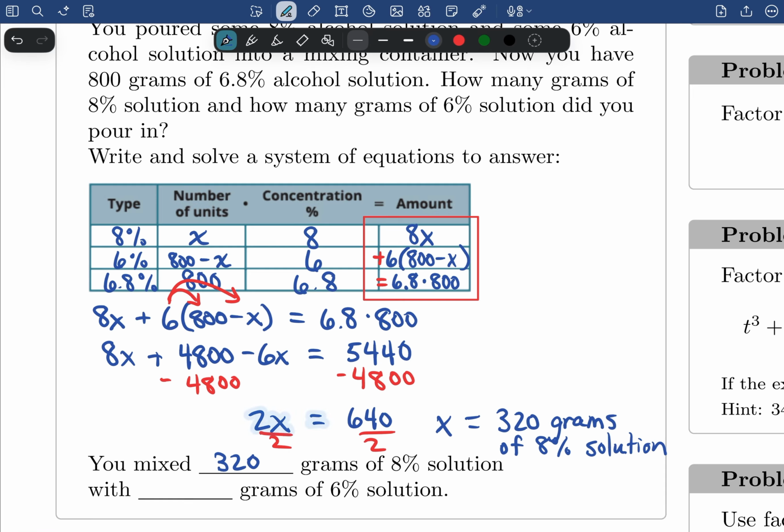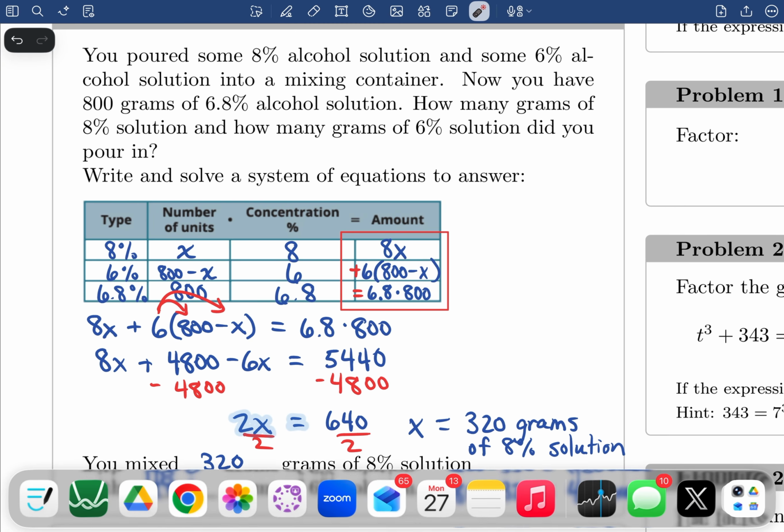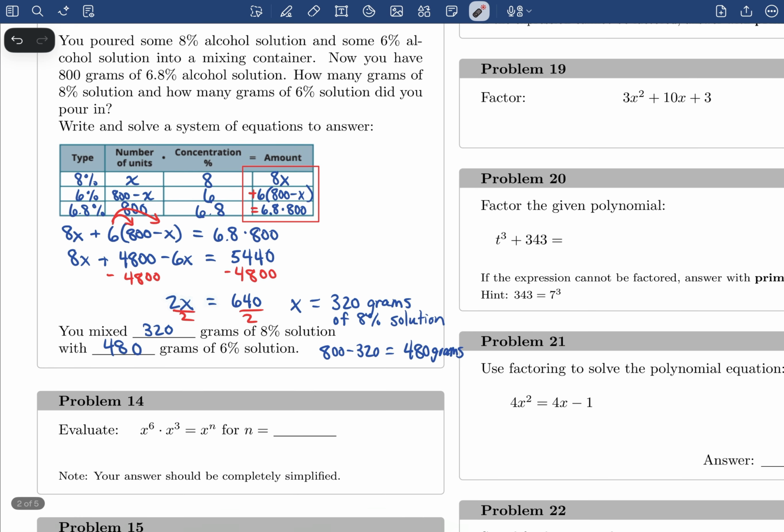And then how many grams of 6% solution do I have? I need to go back and I need to say, well, that's 800 minus x, which is x is 320. So I could just take 800 minus 320, and I find the answer is 480 grams. And that's 480 grams of that 6% solution. Please be careful. Do not mix these up, right? It's definitely 320 grams of 8% solution and 480 grams of 6% solution, not the other way around. So be very careful as you answer your problem here. Don't mix them up.